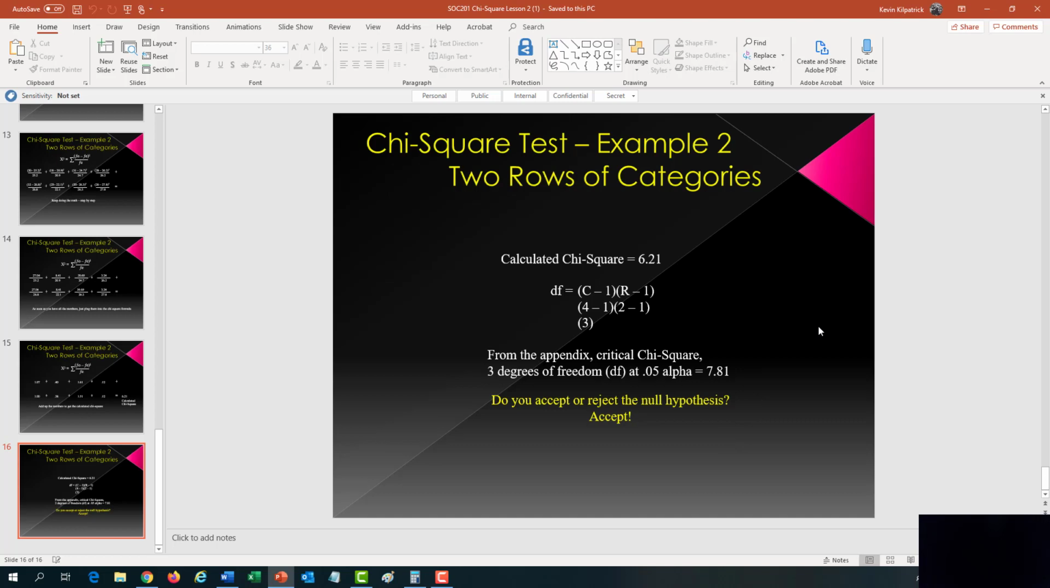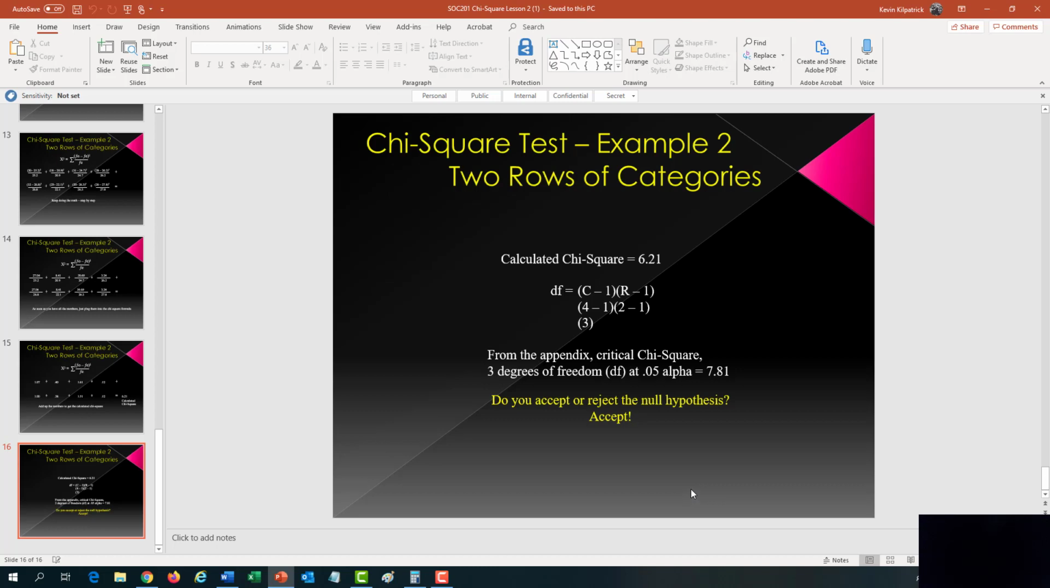So we have 3 degrees of freedom, a calculated chi-square of 6.21, and a critical chi-square of 7.81. Do you accept or reject the null hypothesis? In this case, we're going to accept it because the calculated chi-square is not larger than the critical chi-square. In the first problem, it was. In this problem, it is not. So we're going to accept the null hypothesis.